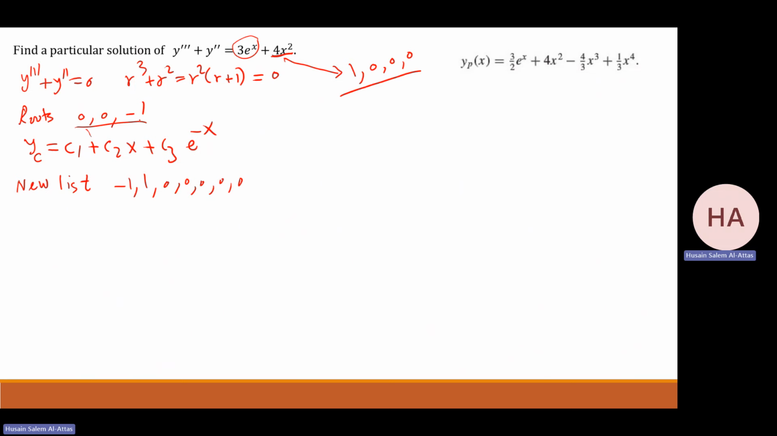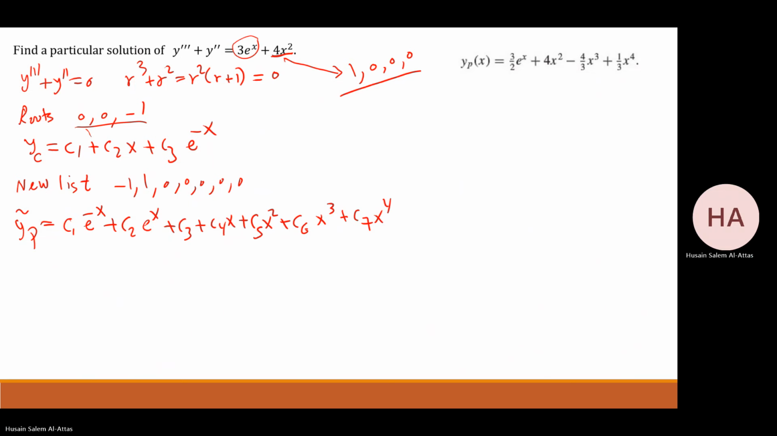I combine this with this, make it a new list. Then what is yp hat? I solve this like if I have a general solution. C1 e to the power minus x plus C2 e to the power x plus C3 plus C4 x plus C5 x squared plus C6 x cubed. How many do you have? 1, 2, 3, 4. I need one more: C7 x to the power 4. Now I cancel yc. So I cancel this one, I cancel this and this, which is these two.